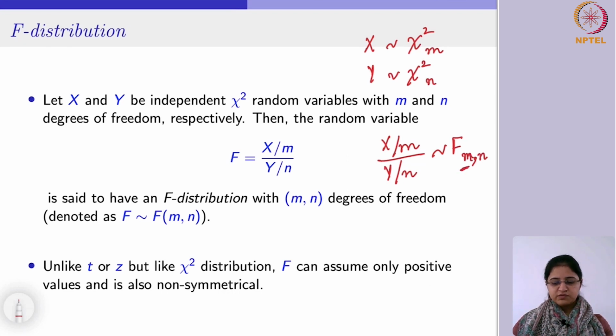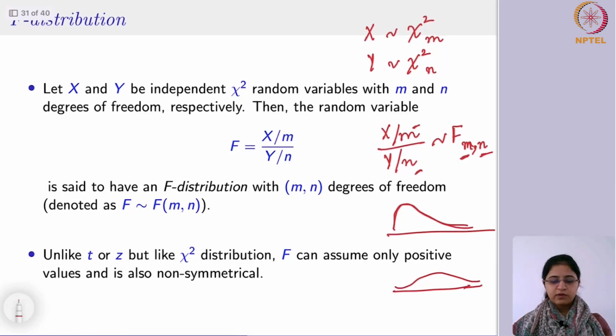So the first degree of freedom is coming from the numerator and the second degree of freedom is coming from the denominator. Okay, since it is based upon the chi-square distribution, it also takes values from 0 to infinity. So it's something like this, unlike t or z, the standard normal, which are more symmetrical, whereas chi-square or F are skewed in this form. So this is about the F distribution.